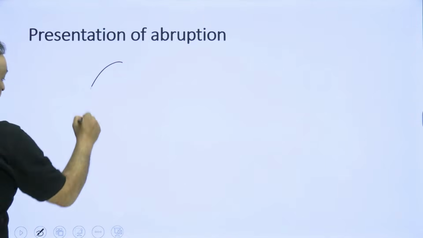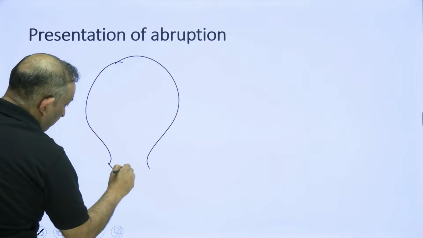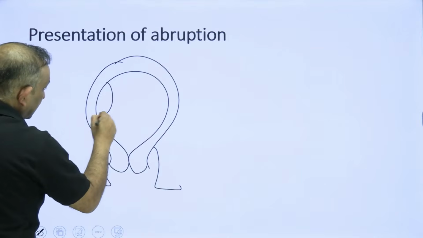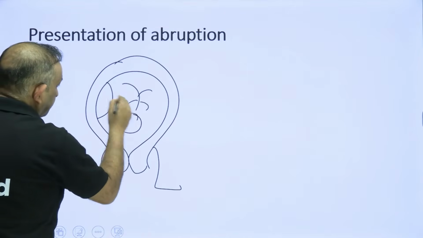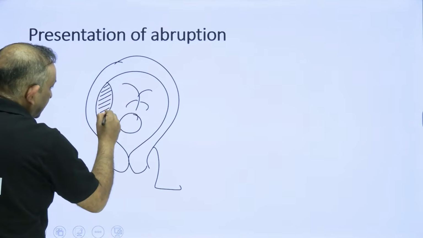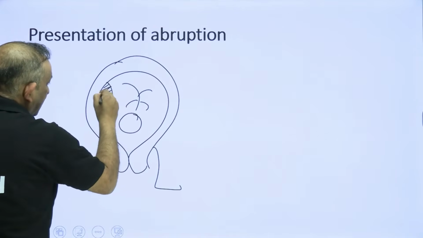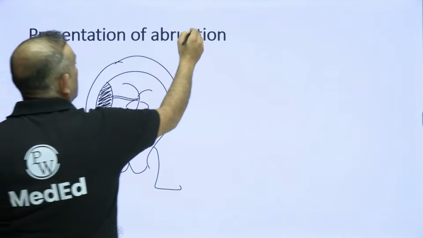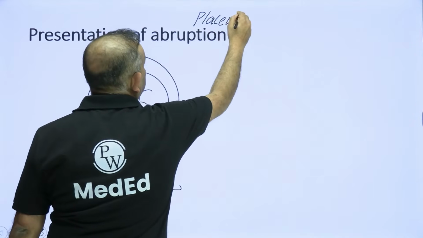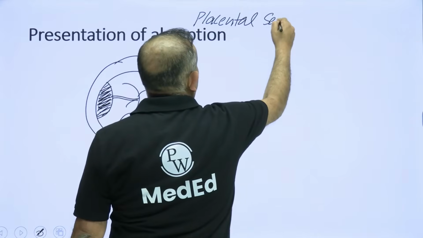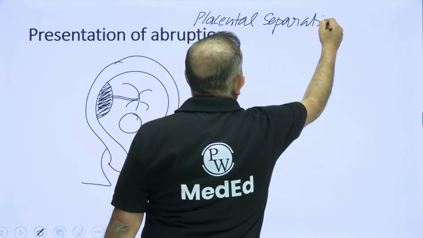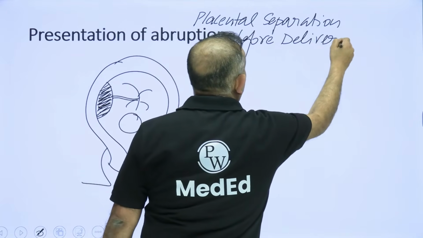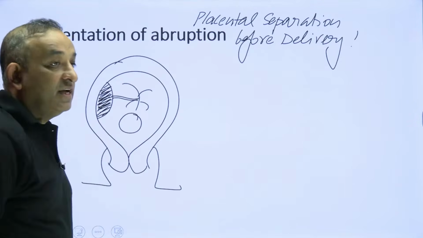So presentation of an abruption, what happens? Now this is what you have to know. The main part of the chapter is to understand this picture, that when a woman has a placenta in the upper segment, but the placenta has separated, that is what is abruption. We say accidental hemorrhage. The placenta separates before delivery. Placental separation, that is what is abruption. Placenta should separate only after delivery, but if it separates before delivery, then that's a major problem.